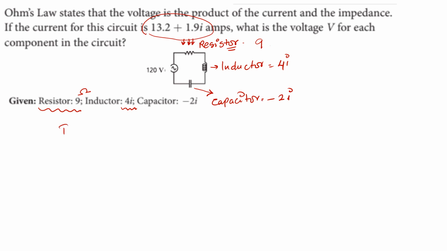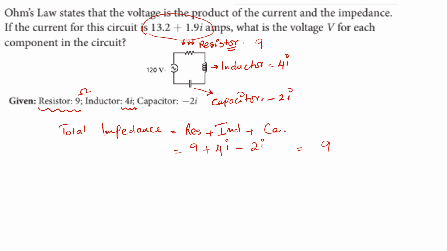In order to find the total impedance, it is the sum of all the components of the circuit. That means resistor plus inductor plus capacitor. The resistor is 9, the inductor is 4i and the capacitor is negative 2i. Add the real number with the real number, and there is only one real number, that is 9. Add imaginary with imaginary: plus 4i minus 2i gives us plus 2i. So this is the total impedance of the circuit.